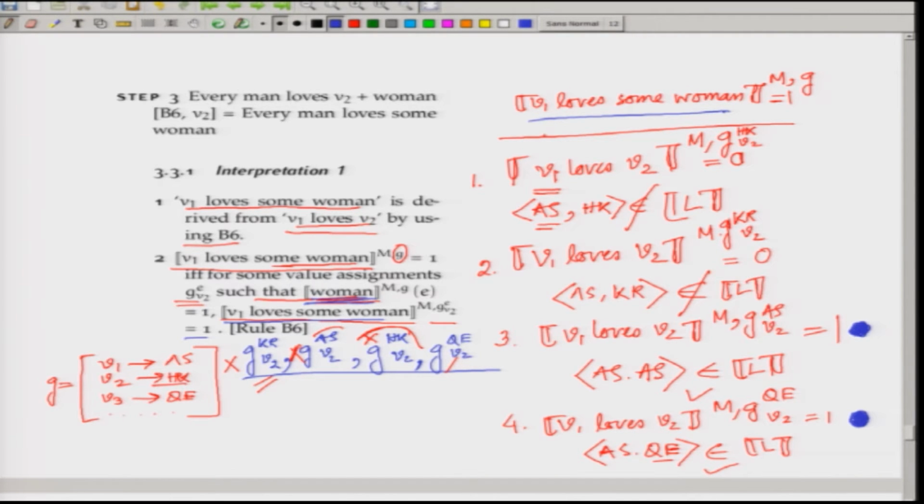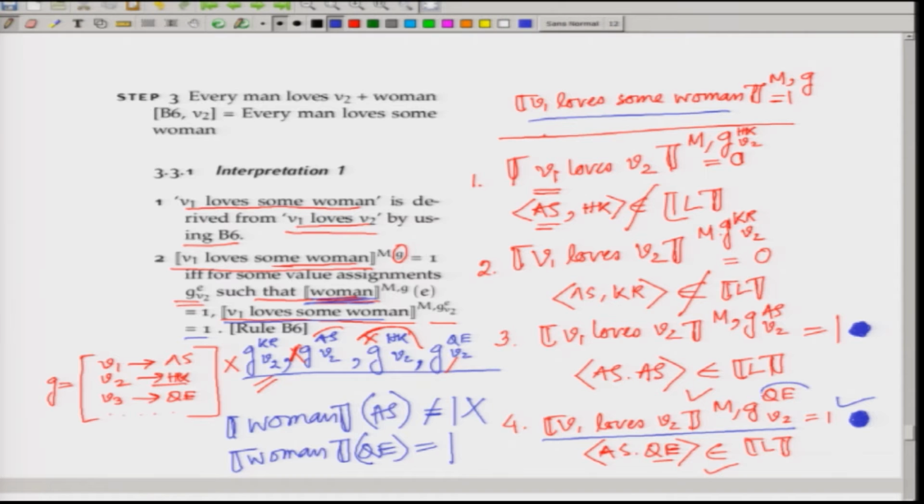Now, let us take this A S, we take this value, is it true that A S is a woman? So, now we are considering this woman and A S, no, because the name of A S is Sadi and he is not a woman. So, no, this is not true. So, this is gone, but still we have another option, that is this. Now, we consider this woman and Q E, yes, this is true. So, now there is at least one value of E which satisfies both conditions.